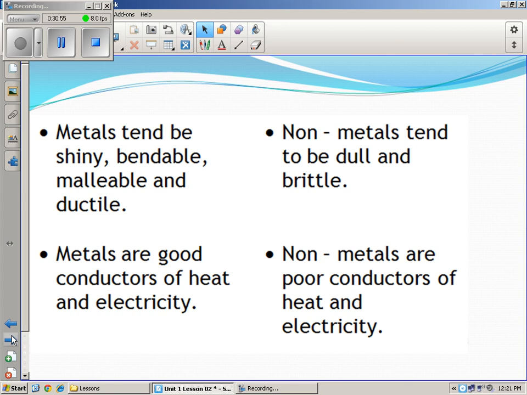Metals are good conductors of heat and electricity. You hook up, for example, a piece of metal to some heat, or you start heating up a metal, it's going to get hot. They conduct heat and electricity very well. Non-metals are poor, and sometimes not at all conductors of heat and electricity. All right.